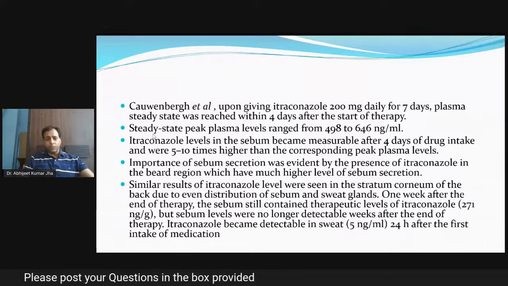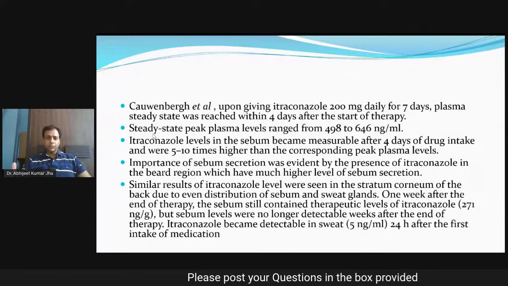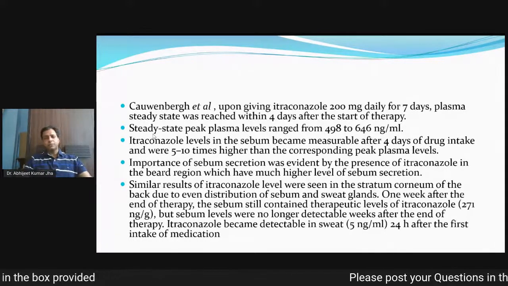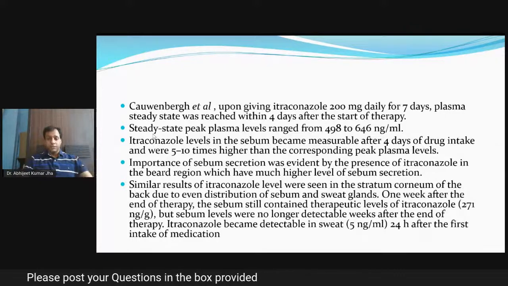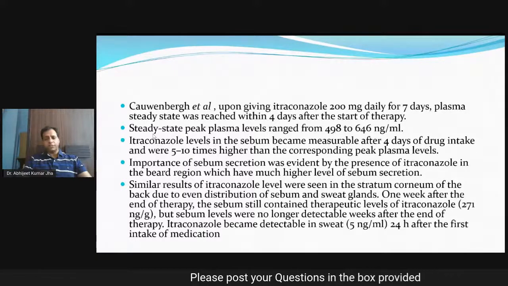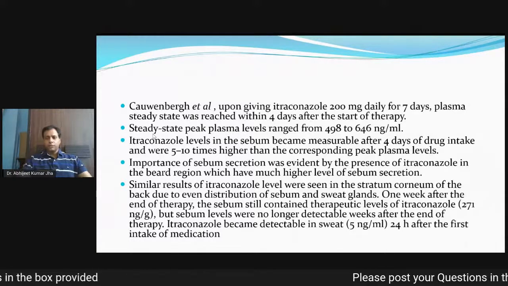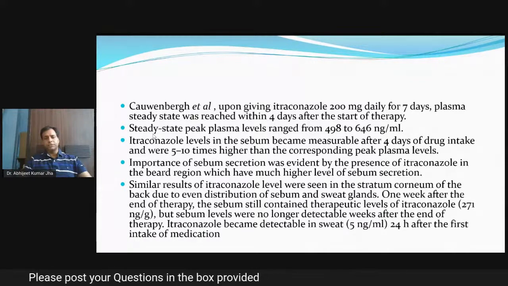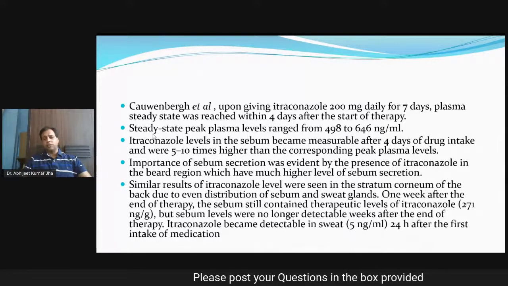But when you detect itraconazole in the serum, it is only after 24 hours. So we need to know that wherever the site of sebum production is more, such as the beard, the effect of itraconazole there is actually better. Now, itraconazole becomes detectable in sweat only 24 hours after the first intake of medication. Now, similar results of itraconazole level were seen in the stratum corneum of the back due to even distribution of sebum and sweat glands. 1 week after the end of therapy, the sebum still contained therapeutic levels of itraconazole, but sebum levels were no longer detectable weeks after the end of therapy.